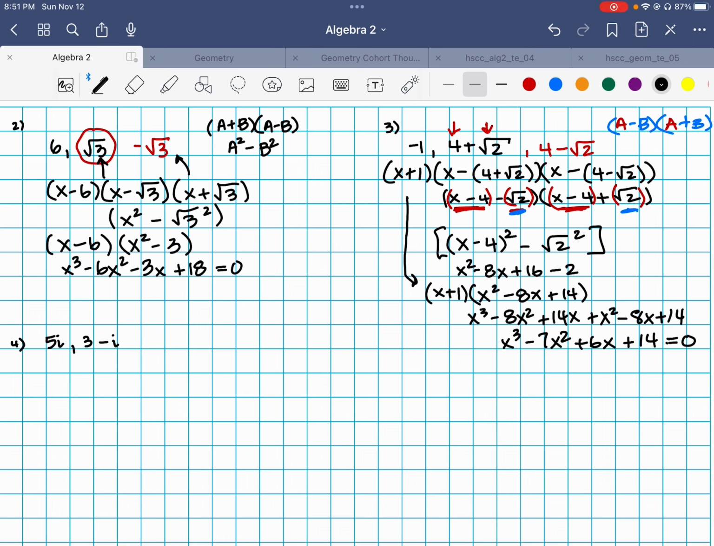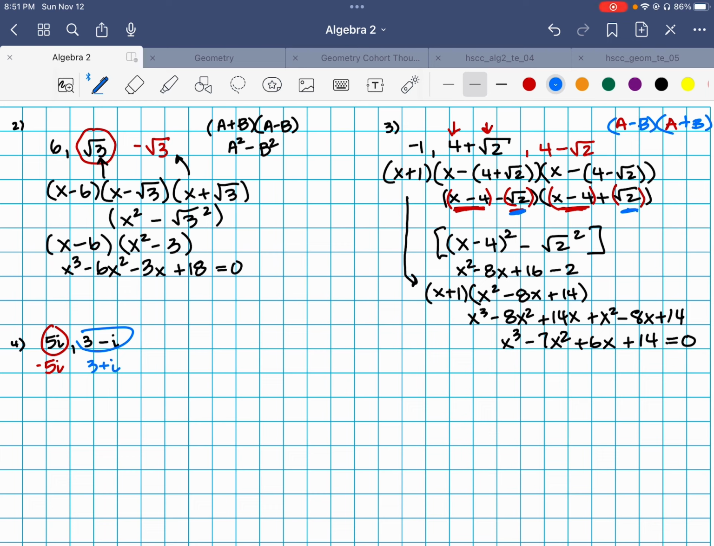All right, moving on to number 4. Now, number 4 is kind of a trip because this one's going to use the complex conjugate theorem, and this one has 0 real roots. So we're going to have to find out all the roots here. There are a total of 4 because this guy has its conjugate, which is negative 5i, and then the 3 minus i also has its conjugate, 3 plus i.